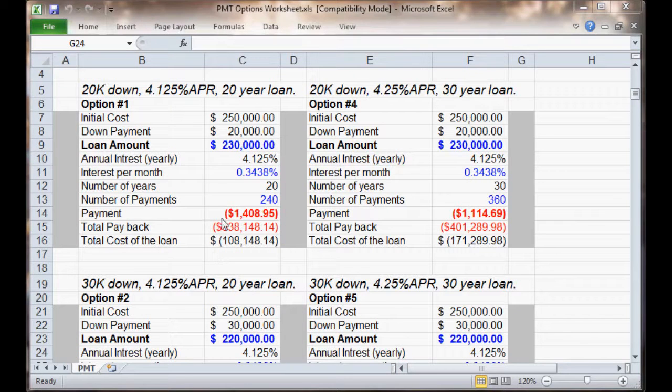In this next exercise, I'd like you to create 6 different possibilities for real estate loans. Okay, they're simple loans that include initial cost, down payment, given an annual interest rate, a number of years, using the payment function to calculate the amount of a payment, what the total payback and the cost of the loan might be, using various values that are listed up here.